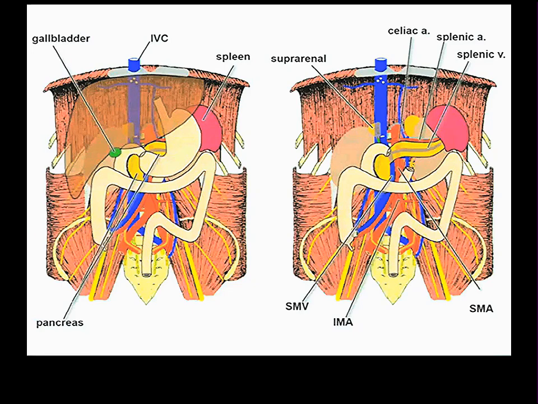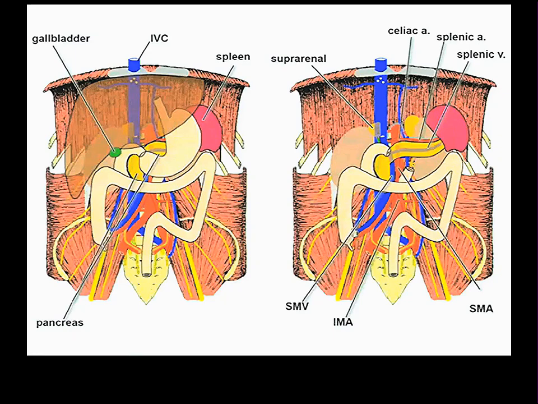Running along the upper border of the pancreas, we'll see the splenic artery. Running posterior to the pancreas, we'll see the splenic vein. We'll see the splenic vein meet the superior mesenteric vein behind the neck of the pancreas. That's where the portal vein forms and runs up to the liver.